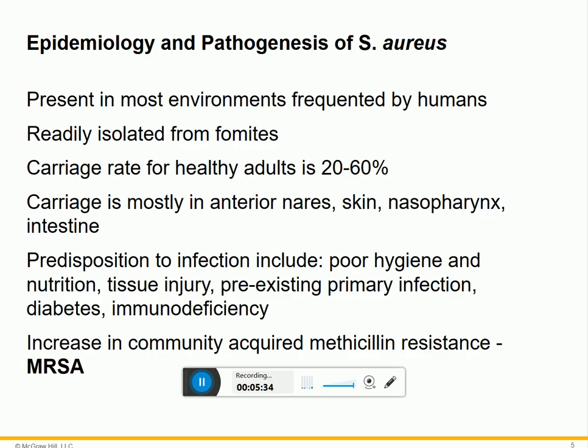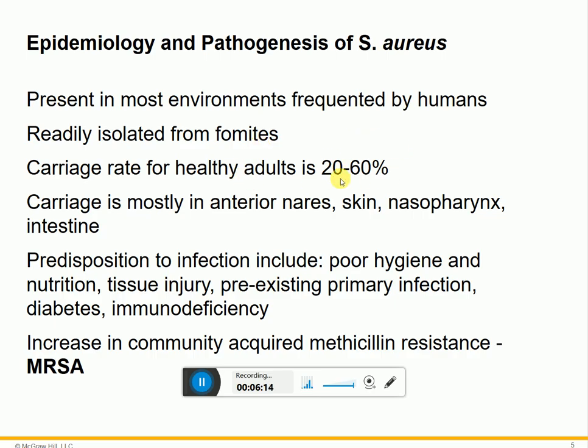So what is the epidemiology and the pathogenesis of Staph aureus? Like I said, it's found in all of the environments frequented by humans. Remember that Staph aureus is a normal inhabitant of skin. So anywhere where there's a person, there is going to be Staph aureus, and anything touched by a person is going to have Staph aureus on it: computers, laptops, cell phones, doorknobs. As long as it was touched by a human, there's going to be Staph aureus on it. So it was found on a lot of fomites.